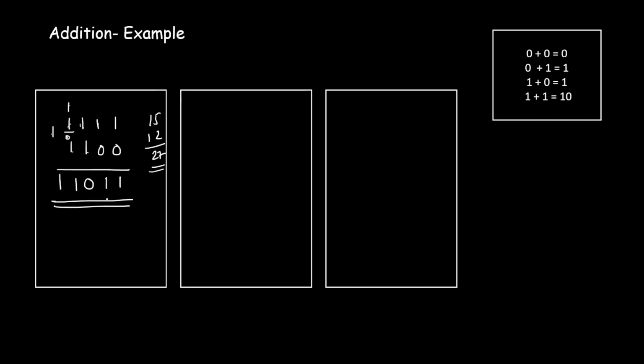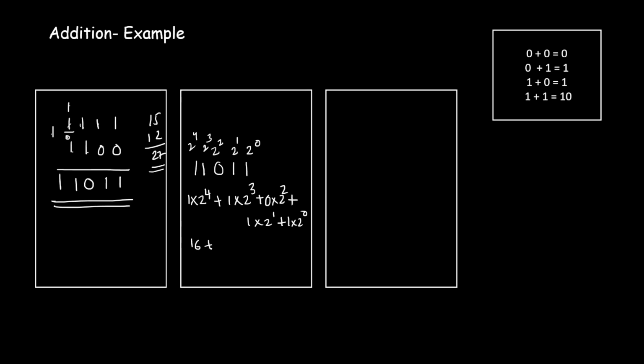We can check whether this number is equal to 27. So let me check here: 1, 1, 0, 1, 1. I'll assign the weights 2 to the power 0, 2 to the power 1, 2 to the power 2, 2 to the power 3 and 2 to the power 4. So it is 1 into 2 to the power 4 plus 1 into 2 cubed plus 0 into 2 squared plus 1 into 2 to the power of 1 plus 1 into 2 to the power of 0. 2 to the power 4 is 16, plus 8 plus 0 plus 2 plus 1. This is nothing but 27 to the base 10.